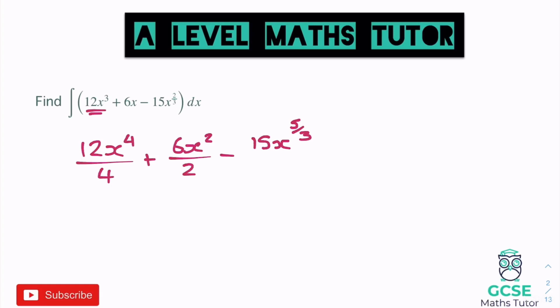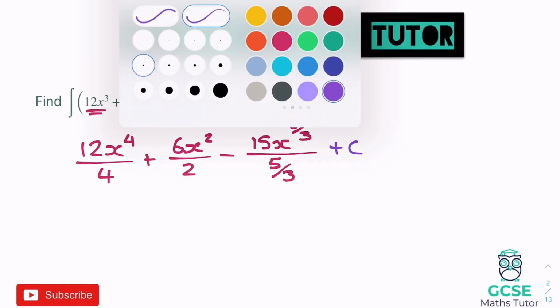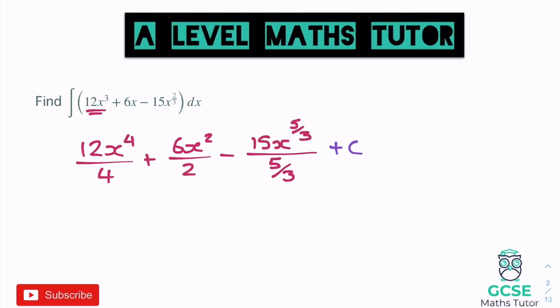So 15x to the power of 5/3, and then we need to divide by that new power. So we're dividing by 5/3. Not very nice there, but divide by 5/3. And then at the end of that, plus c, because we don't know what that constant would have been at the end. But there we go, we just need to simplify this all down, see what we get. These first two look okay.